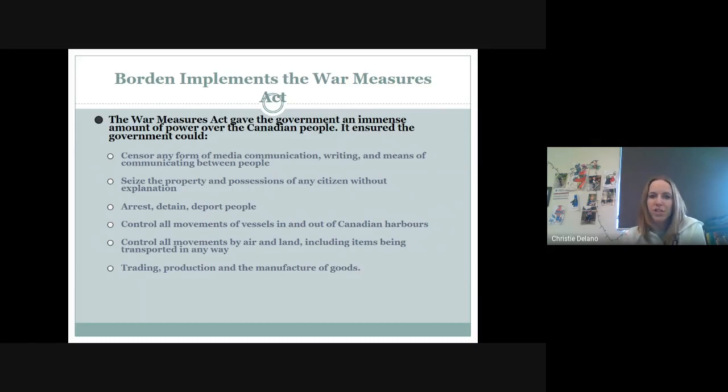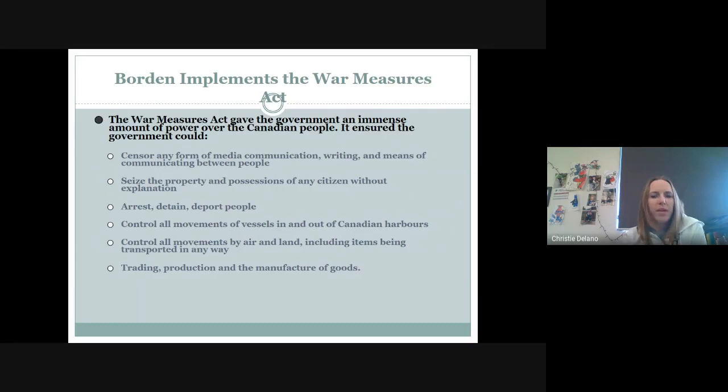First being censorship. Any type of media, well, it's 1914, so you're looking at newspapers. So media communication, and the communication between people. Like opening letters, right? Mail was a big thing, right? Handwritten letters. And so they could open that. So your privacy was gone.